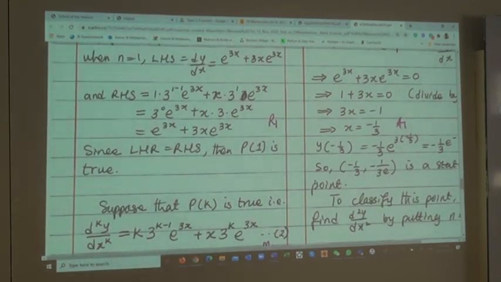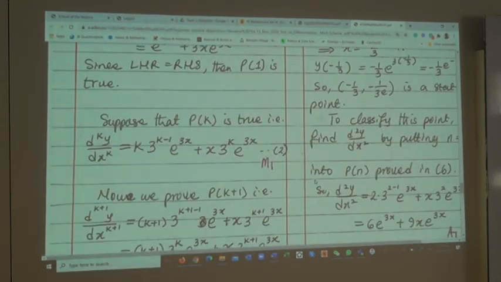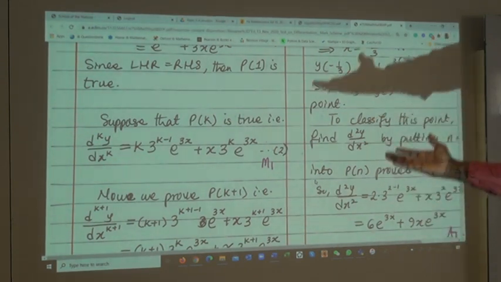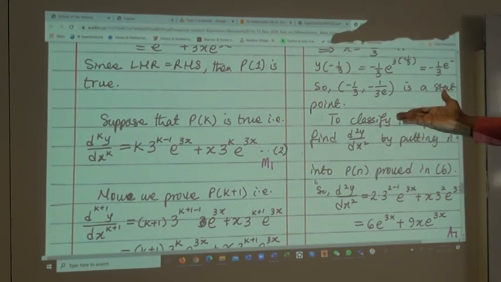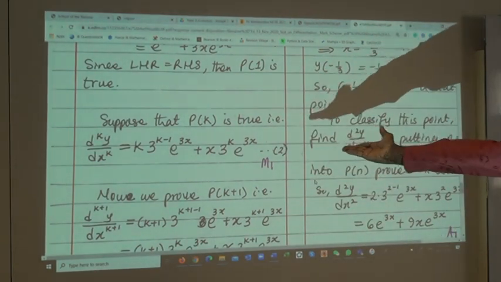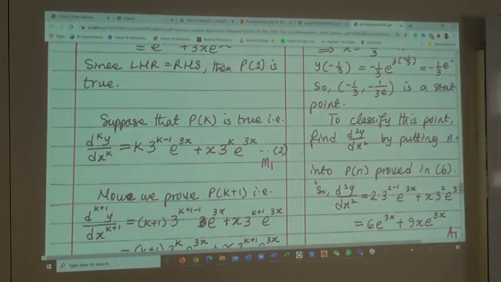Okay? Then we suppose it is true for n is equal to k. So you just say, suppose that Pk is true. Or you say, suppose that Pn is true for n is equal to k. It's the same thing. And you just state what that means. That is, this is what I mean. So you state your inductive hypothesis as expected.